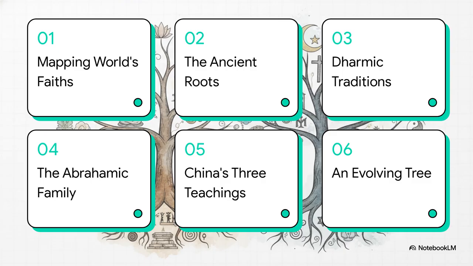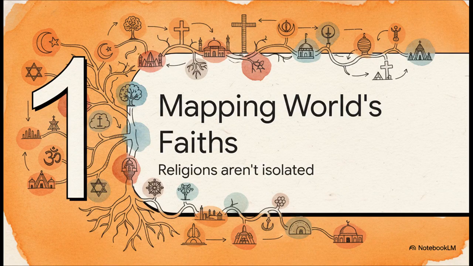So here's our game plan. We'll start by mapping out the whole idea. Then we'll dig into the ancient roots. From there, we'll explore the three huge branches of the tree: the Dharmic, the Abrahamic, and the Chinese traditions. And we'll wrap up by looking at what this living, breathing tree can tell us about faith today. All right, let's get into our first section, mapping the world's faiths.